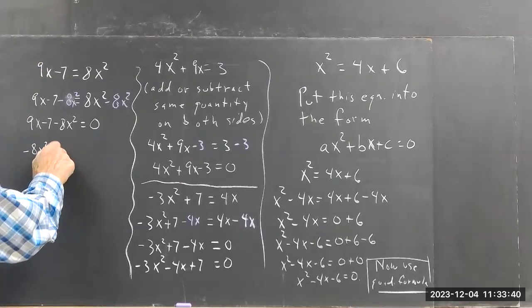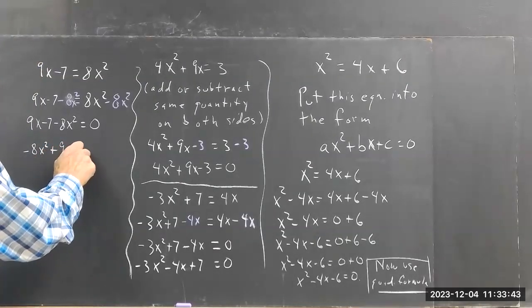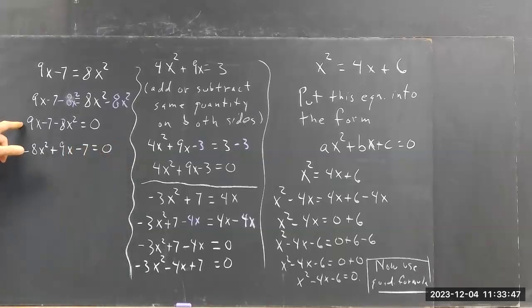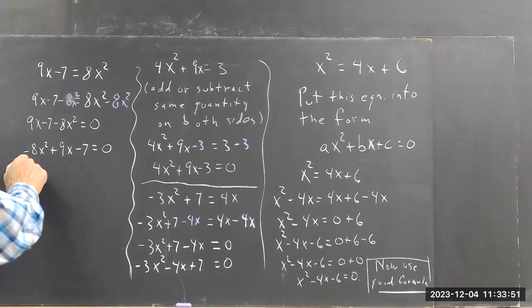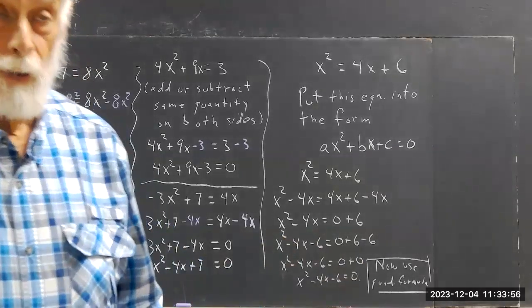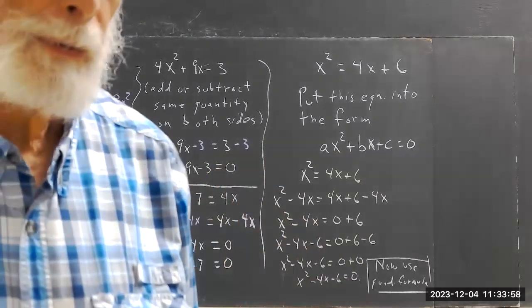And then the 9x plus 9x and minus 7 is here. 9x is positive, so we're going to make a plus 9x. Okay, so now it's in the form, and you can identify A, B, and C, plug it into the quadratic formula and get your solution.